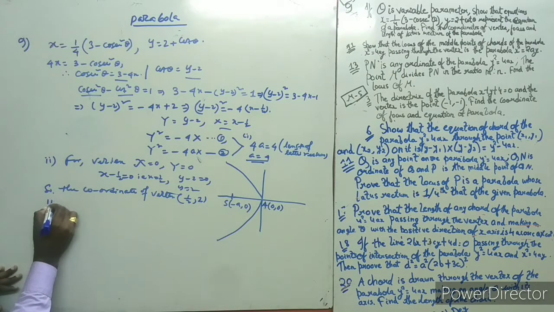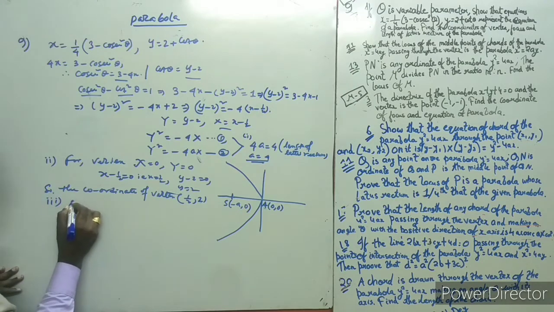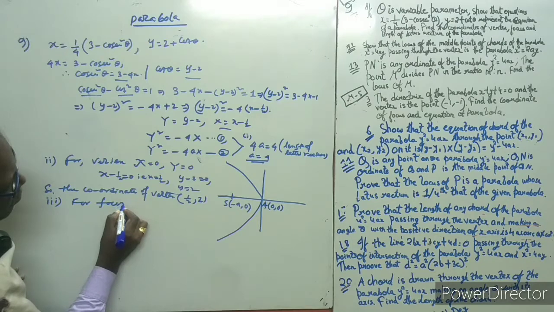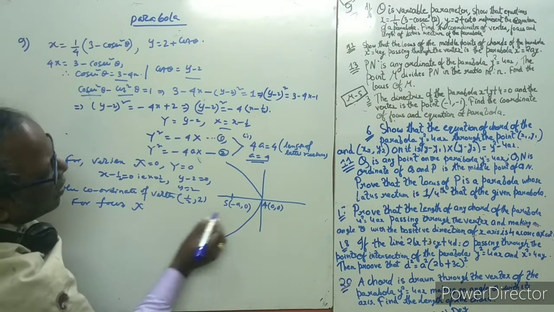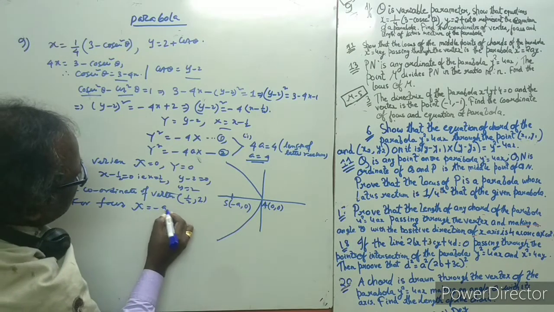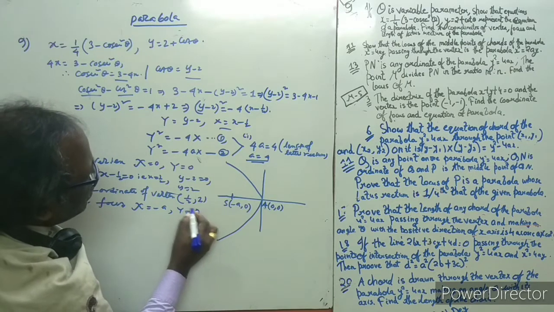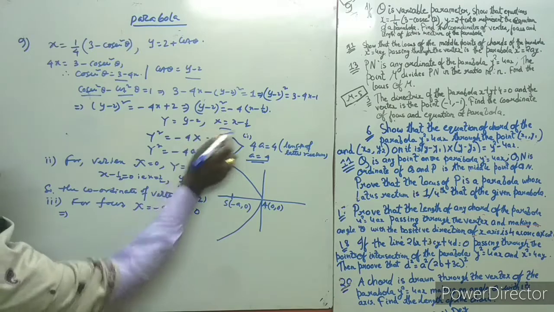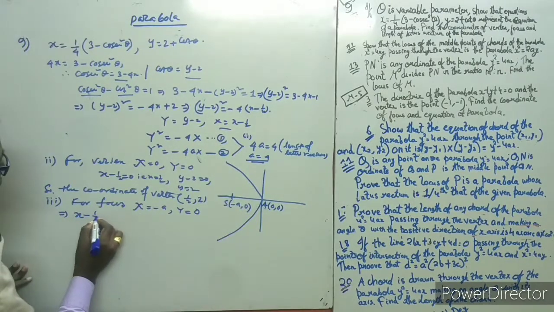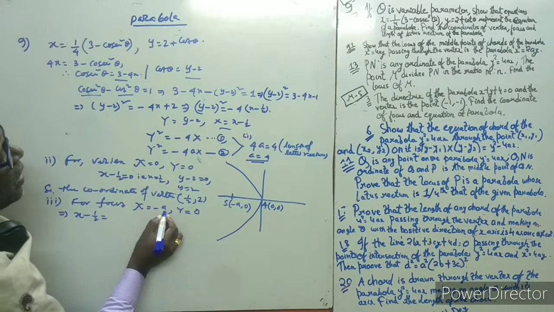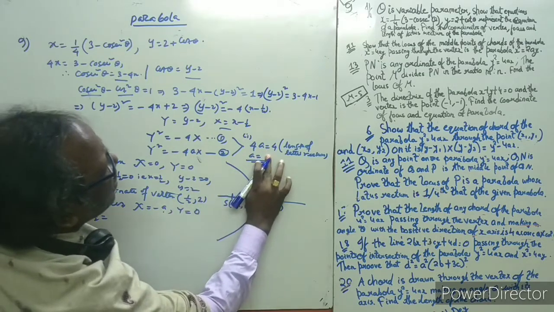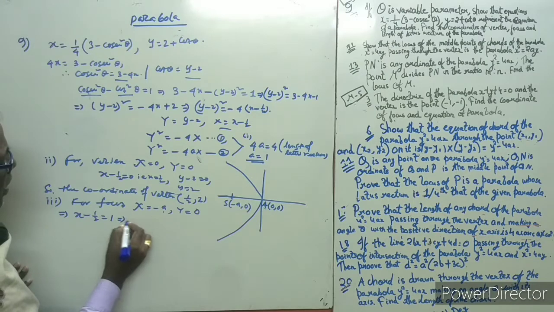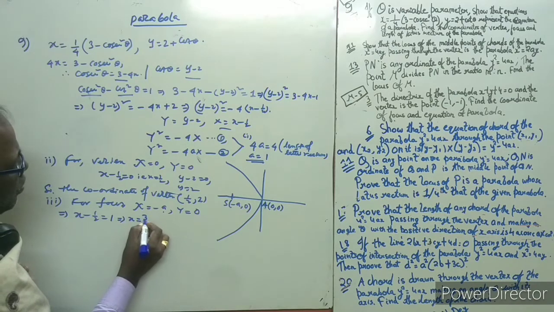And now the third point is for the focus. For the focus, capital X equals minus a and capital Y equals 0. Right now capital X is x minus half, and this is equal to a. Here a means 1, so this implies that x equals 3 by 2.